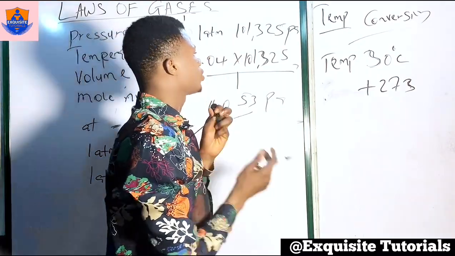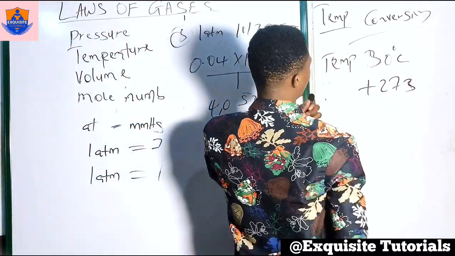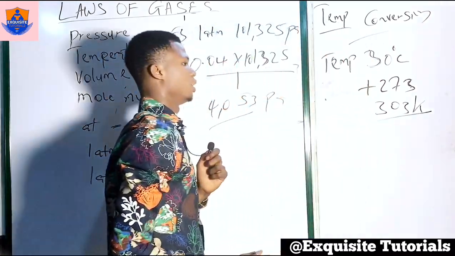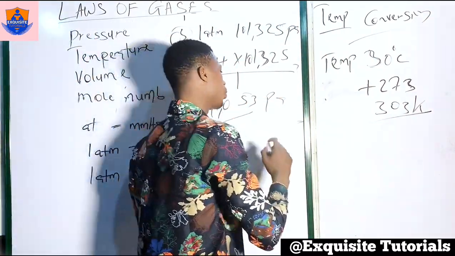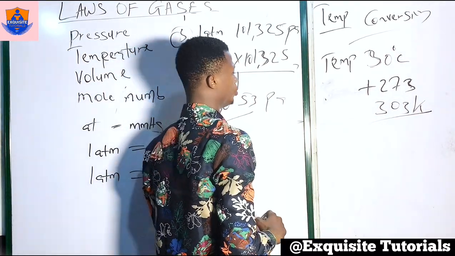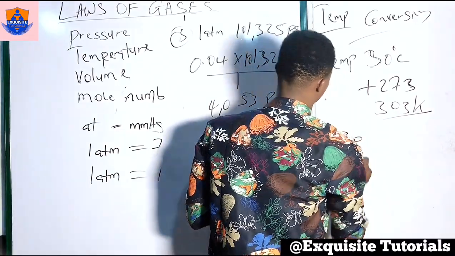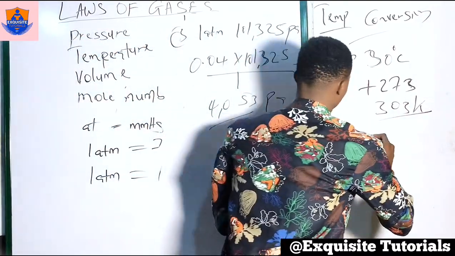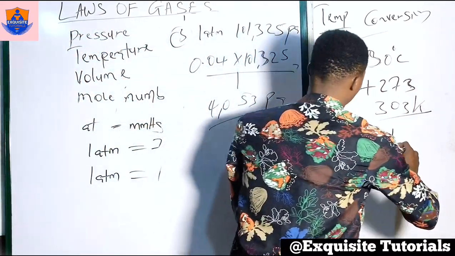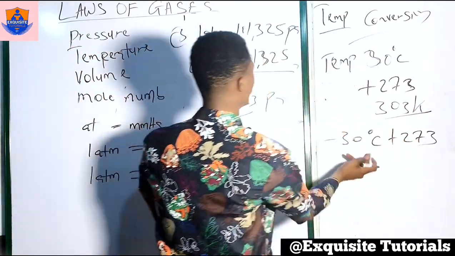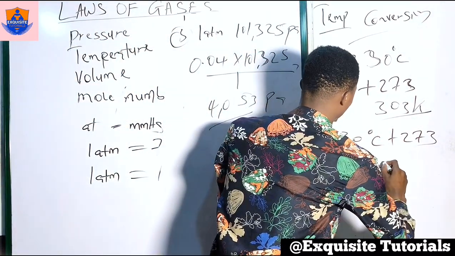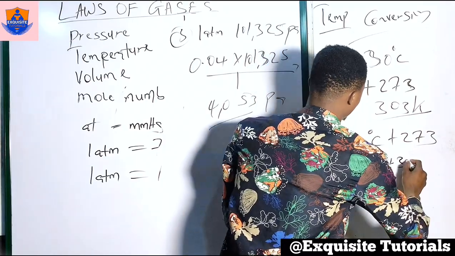If we add this up, 30 plus 273 will give us 303 in Kelvin. Now let's say we are given our temperature to be minus 30 degrees Celsius, and you have to convert to Kelvin. The same way, add 273 to your minus 30 in degrees Celsius, and by the time you add it up, you are going to have 243 Kelvin.